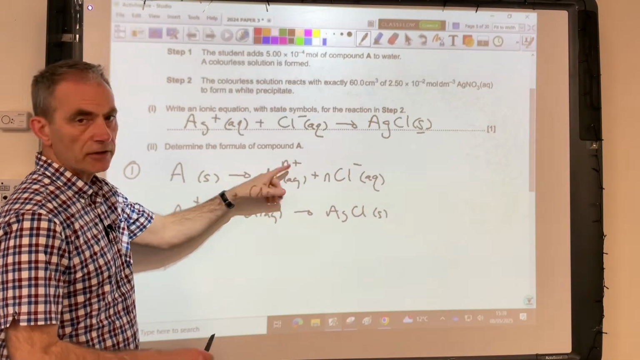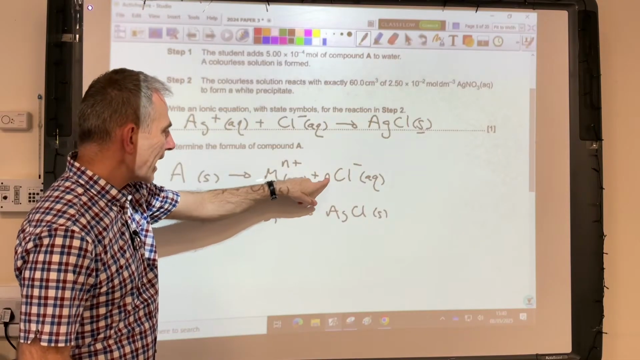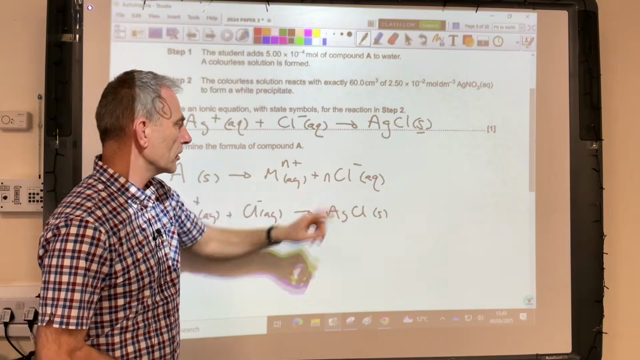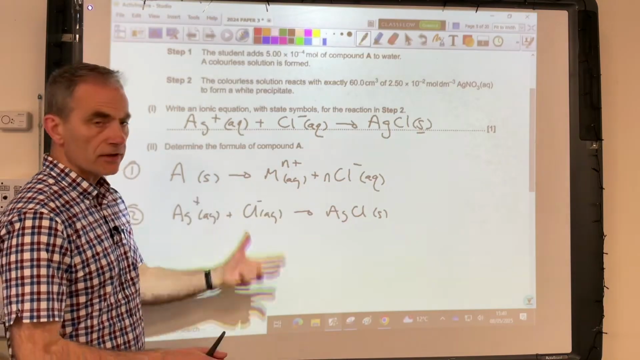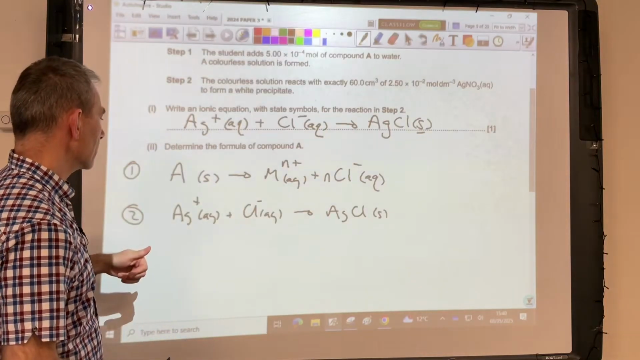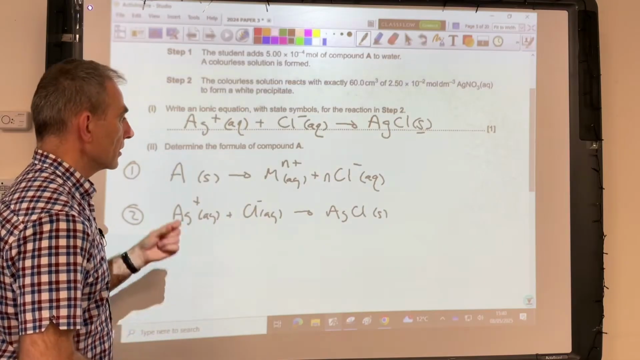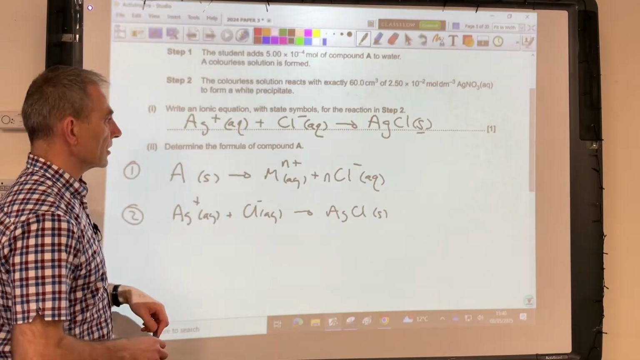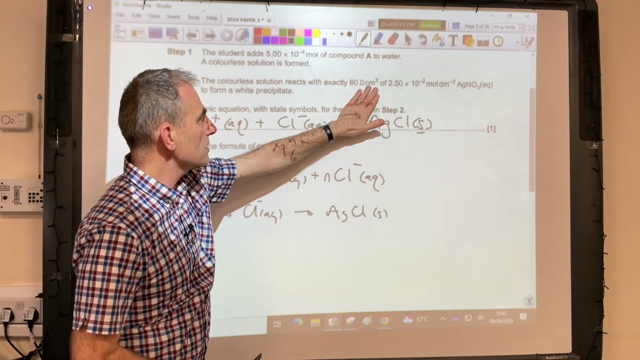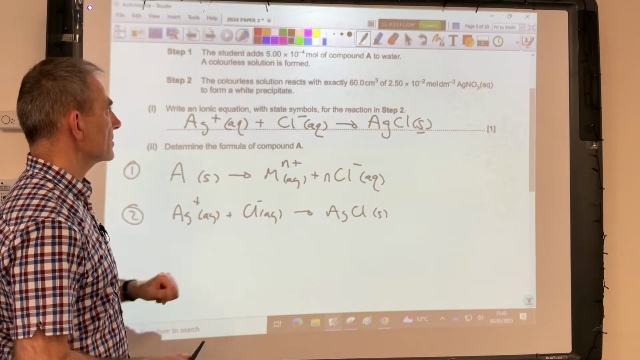So that's going to have a certain charge. And you're going to have n. So whatever the charge is, you're going to have that number of chloride ions in solution as well. Okay. And then step 2, they've done that addition of silver nitrate solution to get the precipitate. Right, so the first thing we're going to do is calculate how many moles of silver nitrate have been used in step 2.